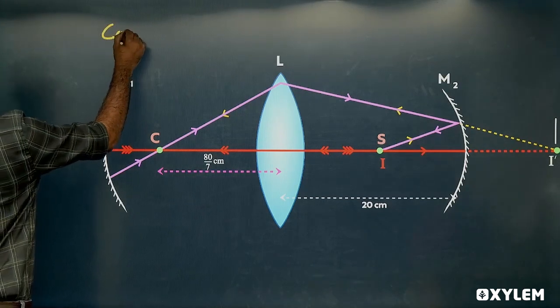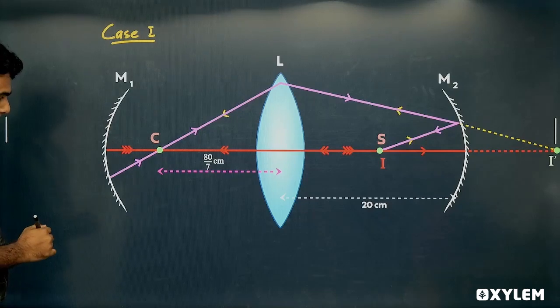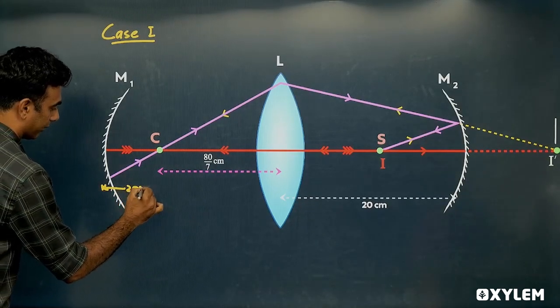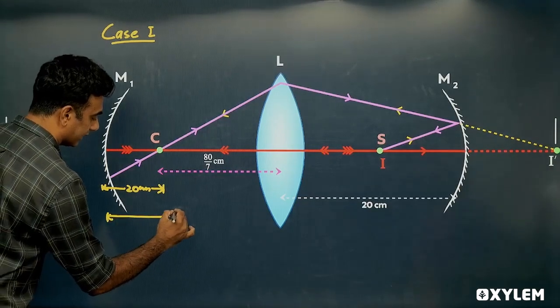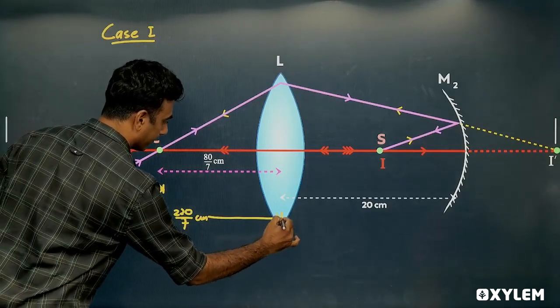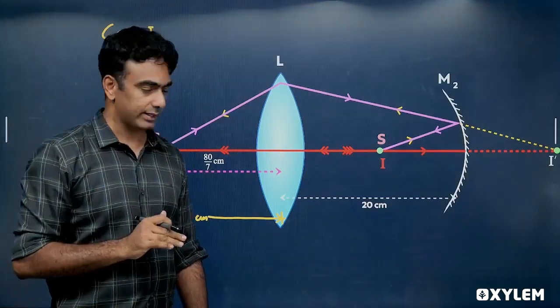This is case 1. And here this distance is 20 centimeter, and therefore this total distance is 220 divided by 7 centimeter. Therefore 220 is one of the correct answers.